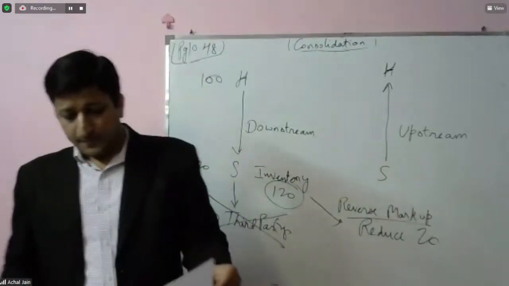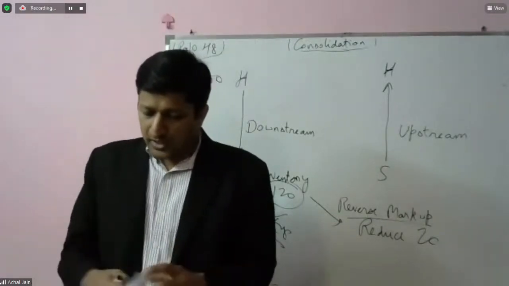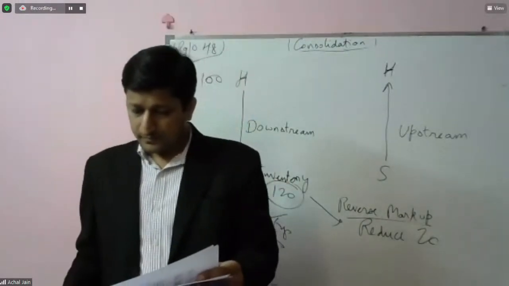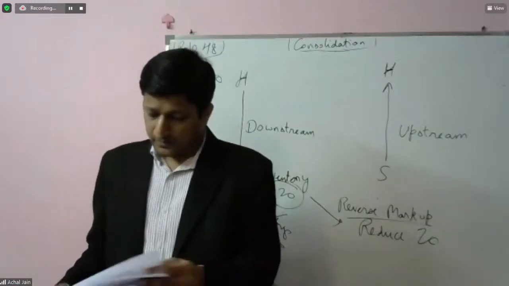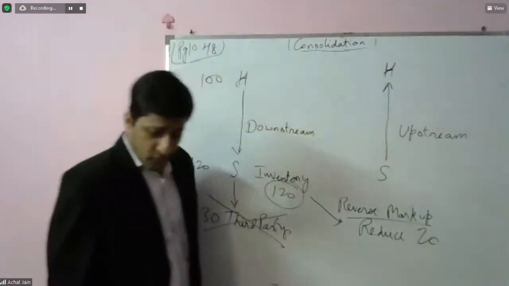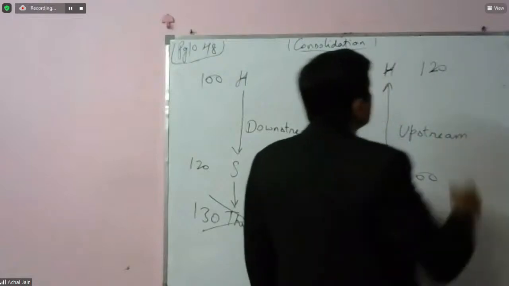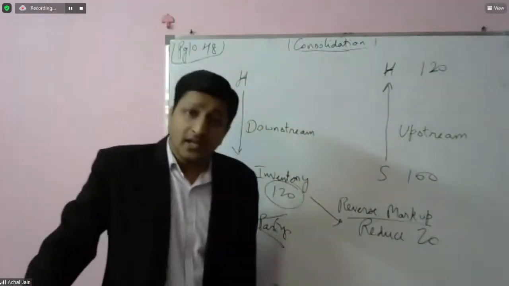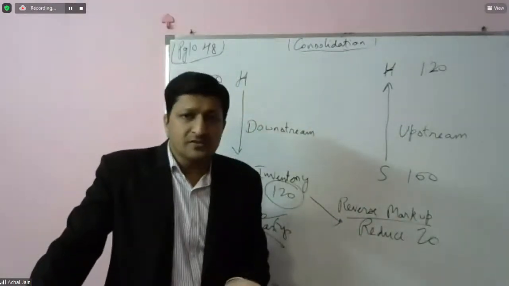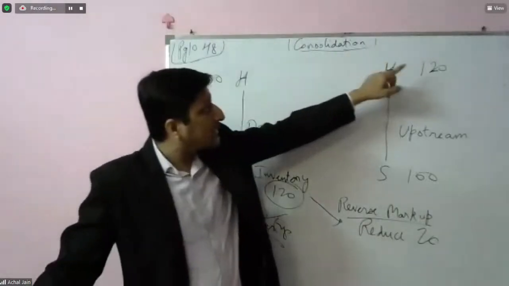Next. Next is about the upstream transactions. Now let's suppose S had goods worth rupees 100 sold to H at rupees 120. Now here again, what should be done? Purchases and sales of both the companies should be eliminated by rupees 120. Here again, we need to check whether H is holding this inventory or not.